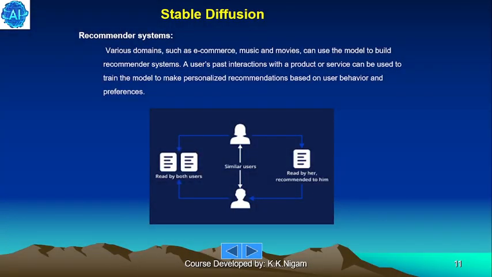Recommender system. Various domains such as e-commerce, music, and movies can use the model to build recommender systems. The user's past interaction with a product or service can be used to train the models to make personalized recommendations based on user behavior and preferences.